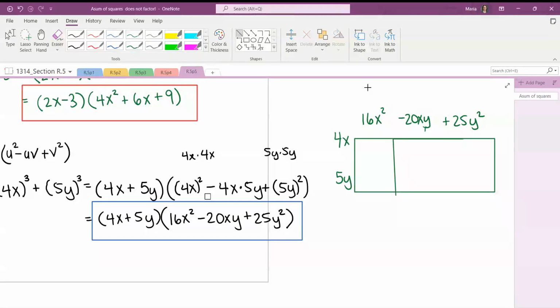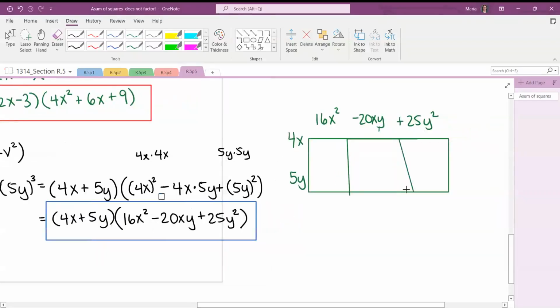Okay, so that's good. And then here. So it's just going to be a bigger box when you multiply this out. All right, so we're going to take each pair. 4 times 16 is 64. x times x squared is x cubed. 4 times negative 20 is negative 80. x times x is x squared, and then we multiply that by y. 4 times 25 is 100. x y squared.